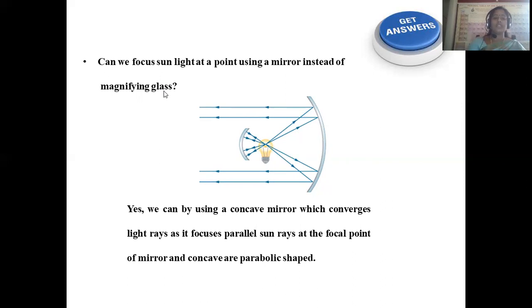And even concentration of sunlight is possible and used to generate heat. In a similar manner, these concave mirrors can be used in order to concentrate the light at a single point. So it is the probable answer for this question, right? So at the focal point of the mirror, and the concave ones are parabolic shaped. If hyperbola is there, that is called a convex mirror.